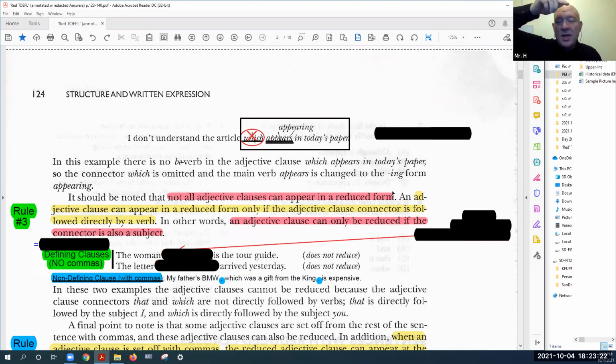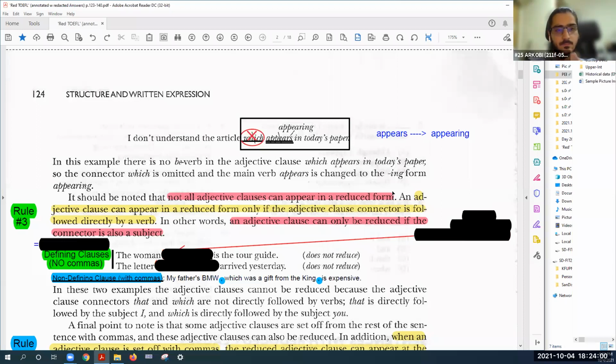Okay. All right. So read it again as the reduced adjective clause. I don't understand the article appearing in today's paper. Right. Now, the article actually is coming out in the paper, right? So that's why it should be ing. Appears changes to what? Appearing. You got it. Okay.